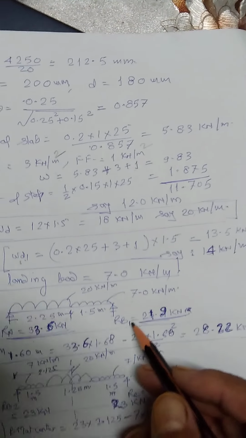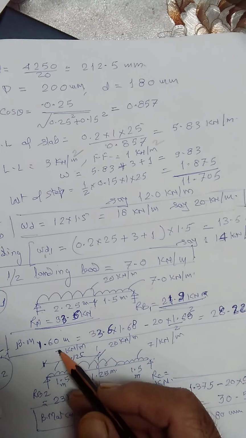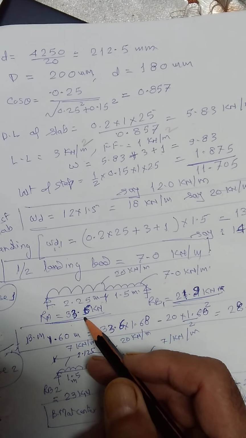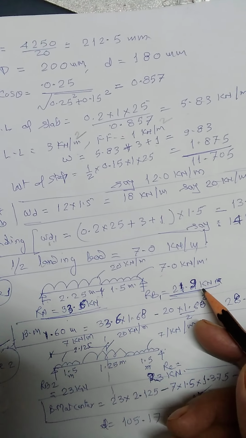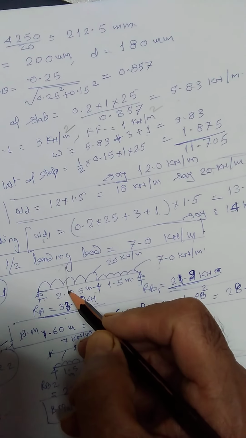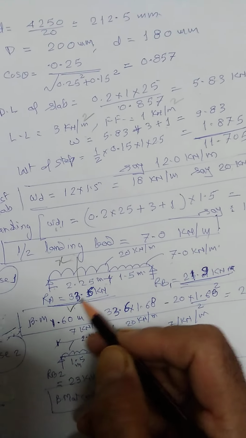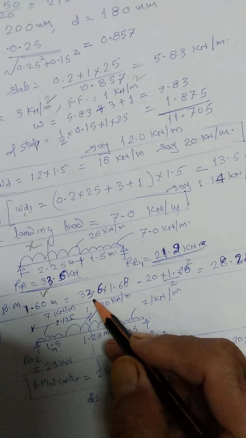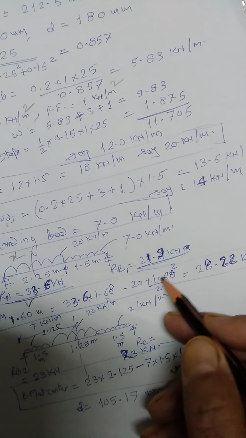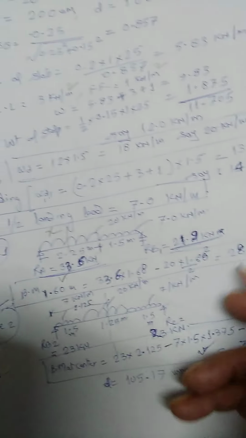I have found out the reaction. Find the point where the shear force changes sign, and we find it at 1.6 meters. The reactions come out to be 33.6 kN and 21.9 kN. So for the bending moment, the point X is 1.60. We have to find the maximum bending moment: Ra into x minus 20 into 1.6 acting at 1.6 by 2, giving 28.8 kN meter.